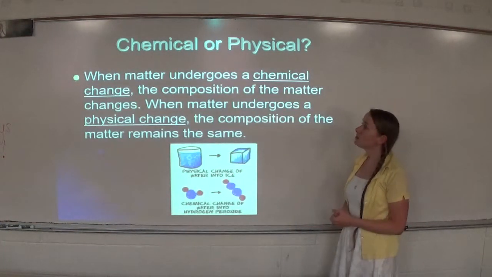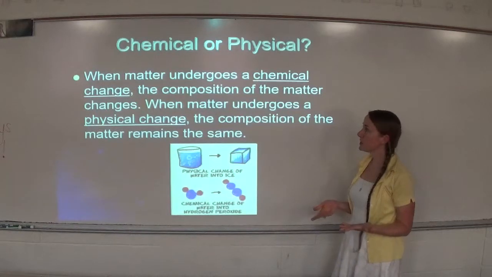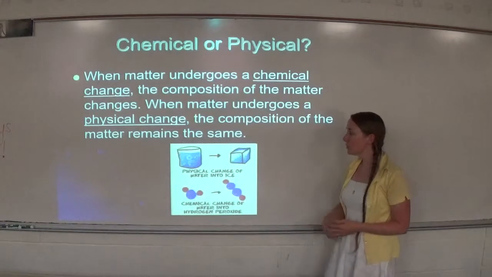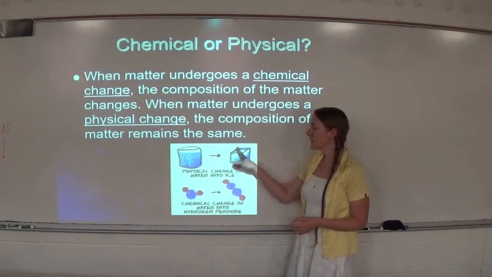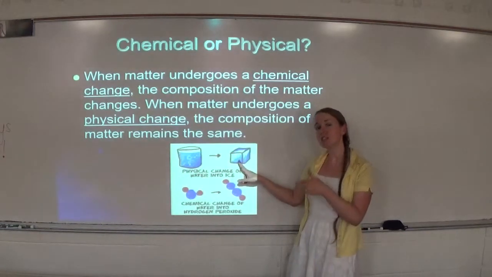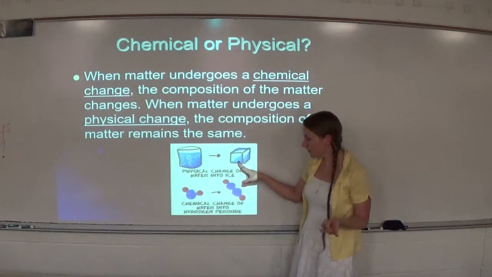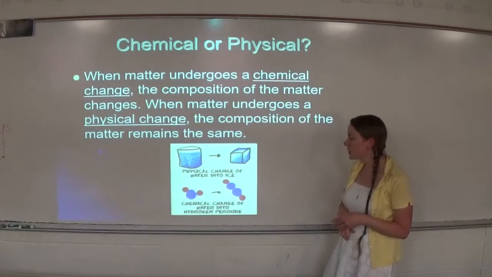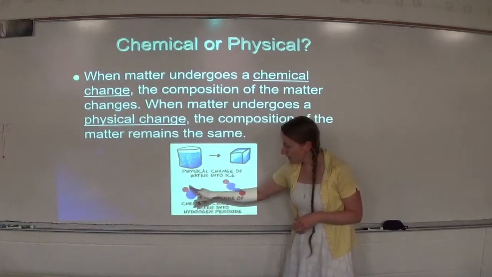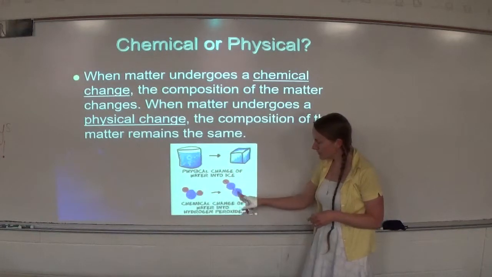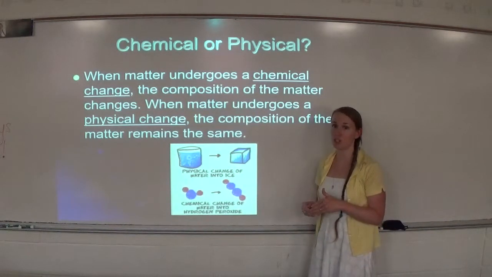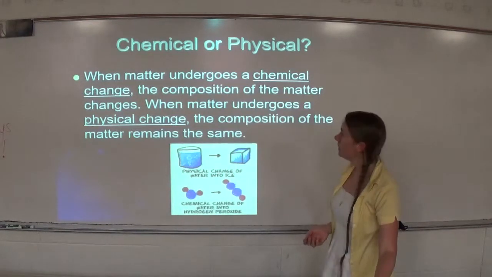When matter undergoes a chemical change, the composition of the matter changes. When matter undergoes a physical change, the composition of the matter remains the same. For example, a physical change would be water into ice. Water is H2O. Ice is H2O. We just changed the state of matter. It's still water. Whereas a chemical change would be turning water into hydrogen peroxide. Water is H2O. Hydrogen peroxide is H2O2. So they are no longer the same composition. That would be a chemical change.